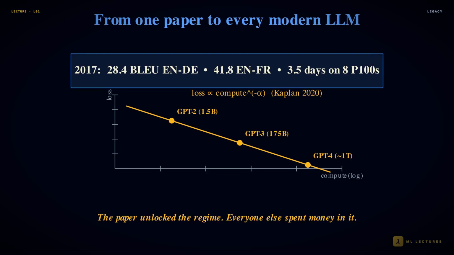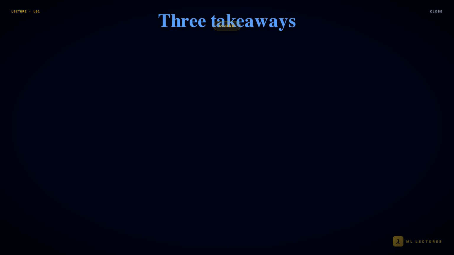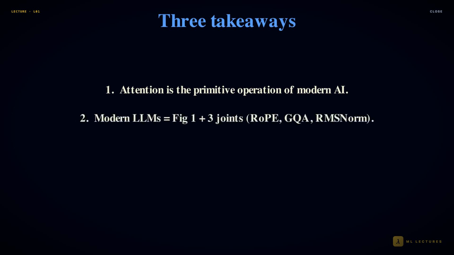3 takeaways. 1. Attention is the primitive operation of modern AI. Every transformer uses it. 2. The math you would write today is almost identical to figure 1 of the 2017 paper. 3 modifications: rotary positions instead of sinusoidal, grouped query attention instead of pure multi-head, RMS norm instead of layer norm. The skeleton is the same. 3. The architecture's deepest gift was not capability, it was scalability.